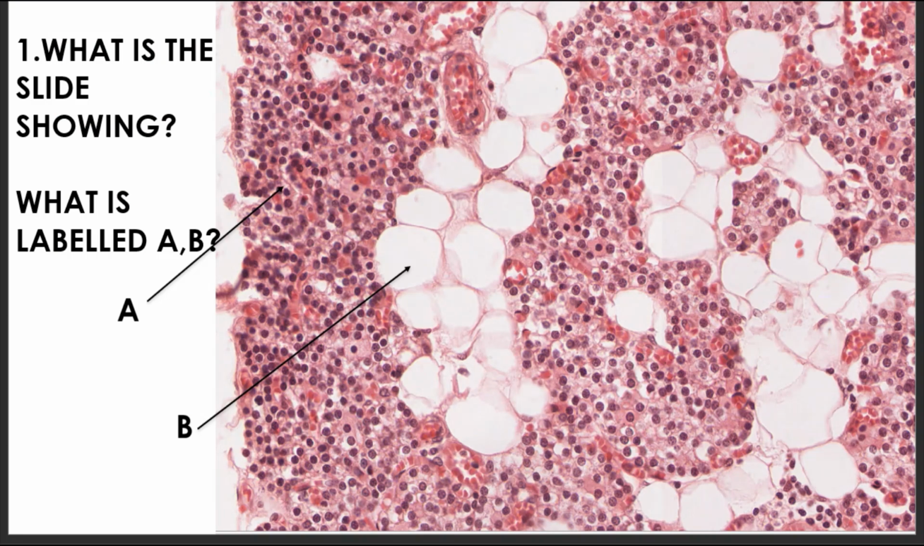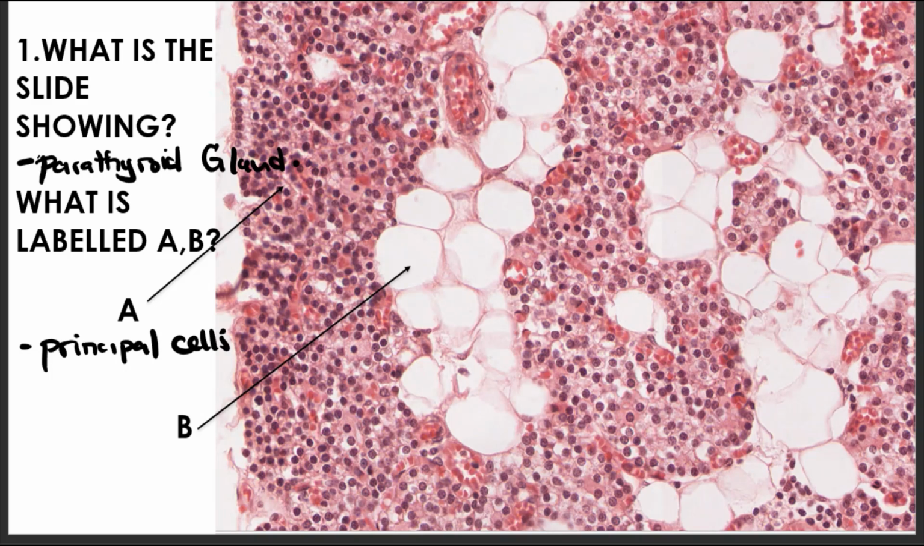What is this slide showing? This is the parathyroid gland. Most people do not know this one. A are principal cells. It also contains oxyphil cells. B are simply fat cells or adipocytes.